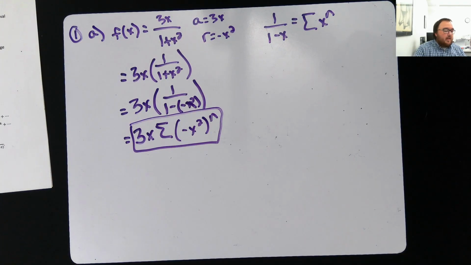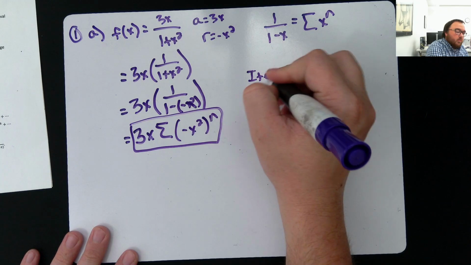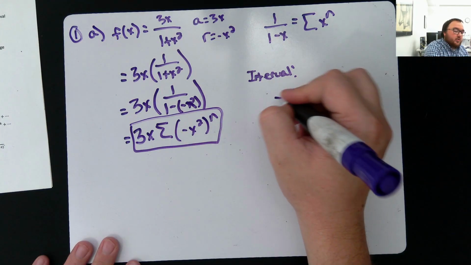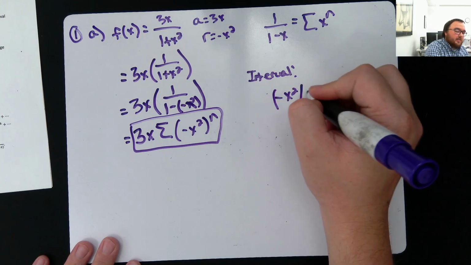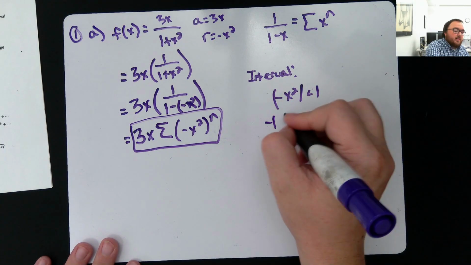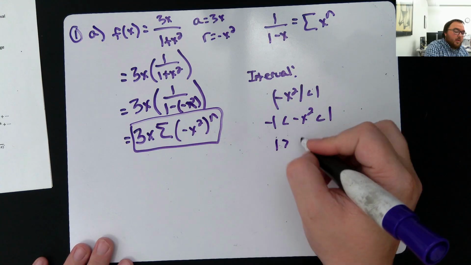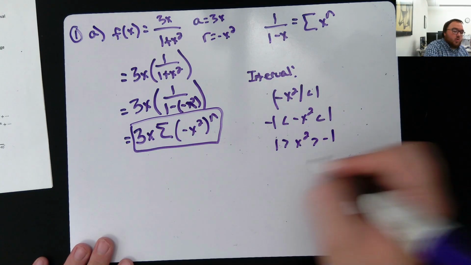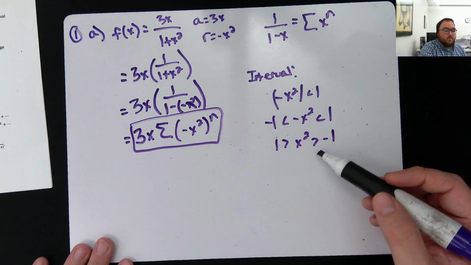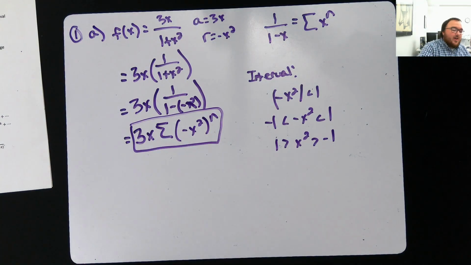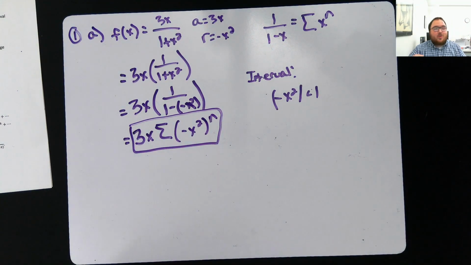Once again, I can find the interval of convergence. My r is negative x squared. Absolute value of that has to be less than 1. That means negative 1 is less than negative x squared is less than 1. The minus sign is going to flip everything. Square root. I can't take the square root of a negative. I did it again. So negative x squared is always going to be a negative.